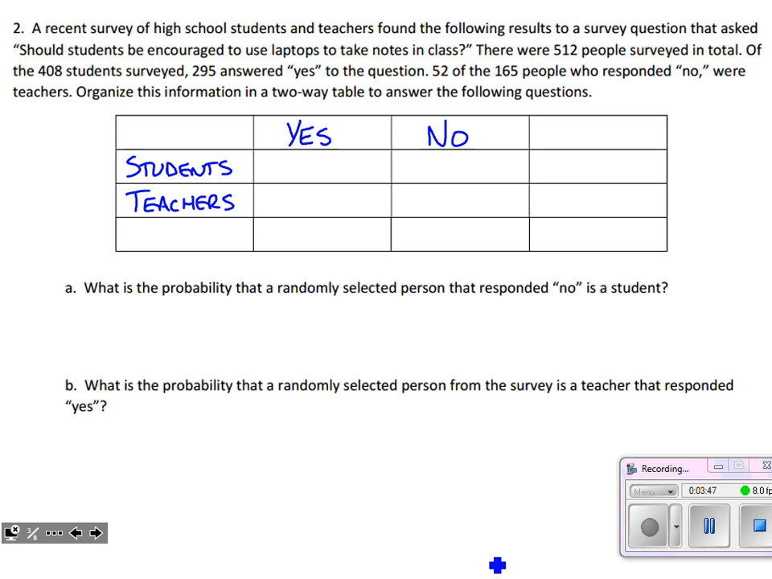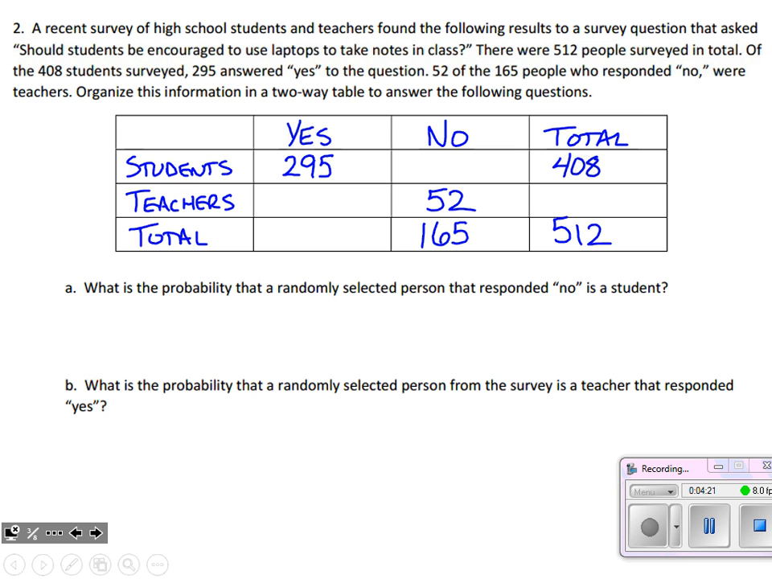Okay, and then our margins, well, we're just going to calculate the totals of each row and column. So we had 512 people surveyed in total. That's our grand total. Okay, 408 students surveyed. 295 students answered yes. Okay, 165 people responded no. That's a total. 52 of those were teachers.